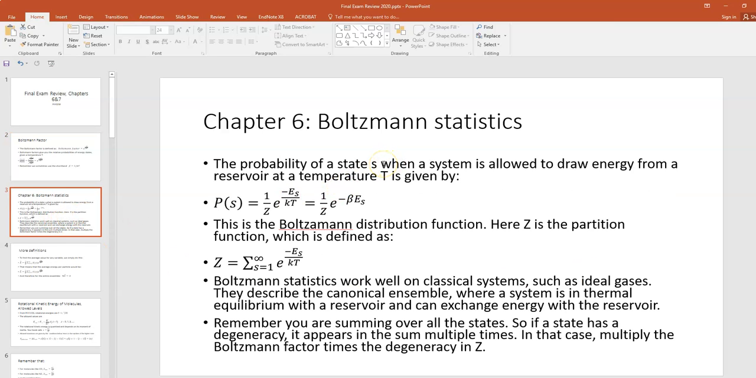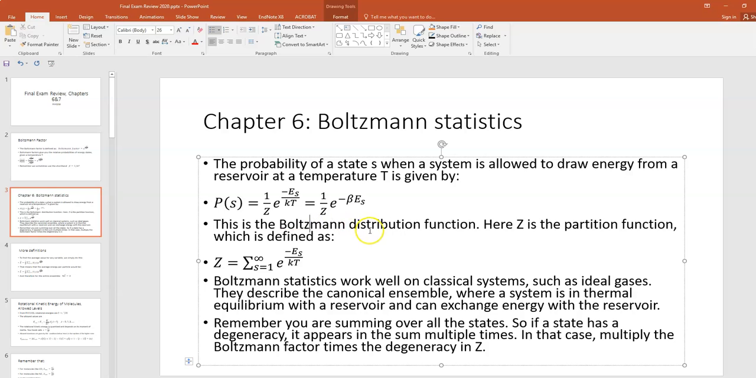So from this expression, we derived the probability of a state S when a system is allowed to draw energy from a reservoir. So here we're allowing a system to draw and deposit energy into a reservoir, and they're maintained at a temperature T. They're in thermal equilibrium at a temperature T. So the probability of the energy state S is equal to 1 over Z times e to the minus Es over kT. So it's 1 over Z times the Boltzmann factor. Now this is the Boltzmann distribution function.